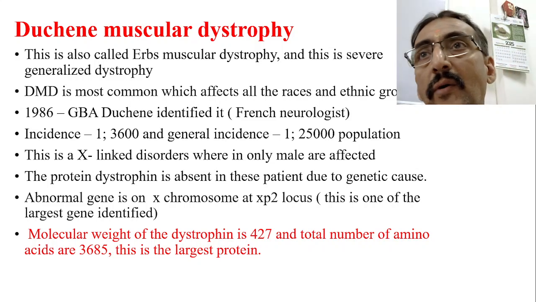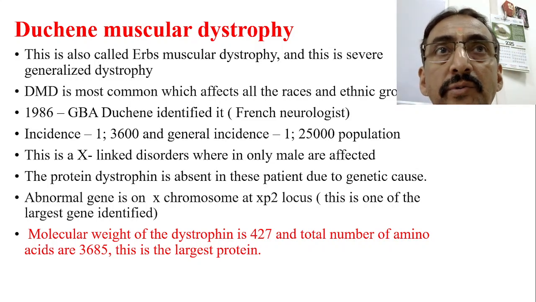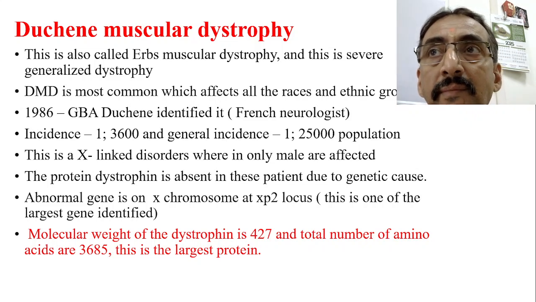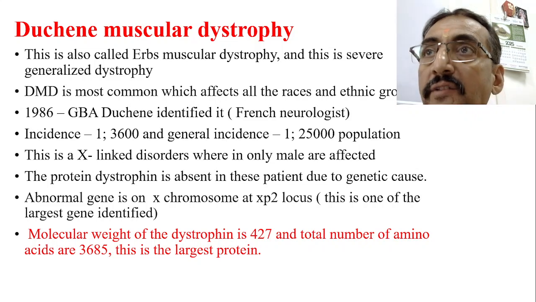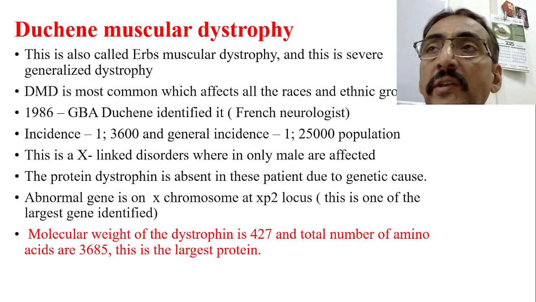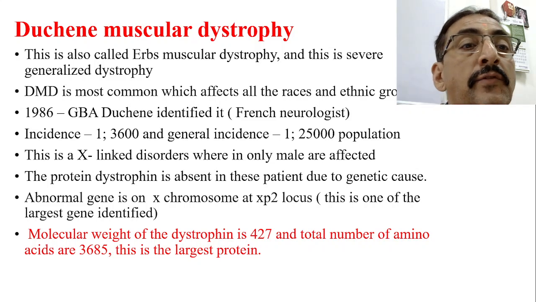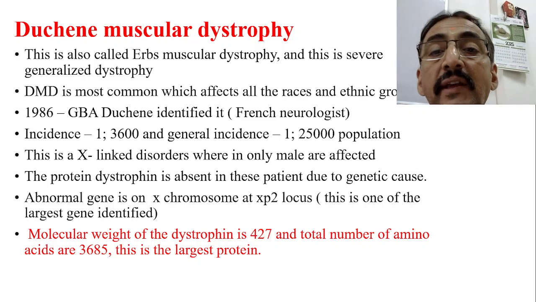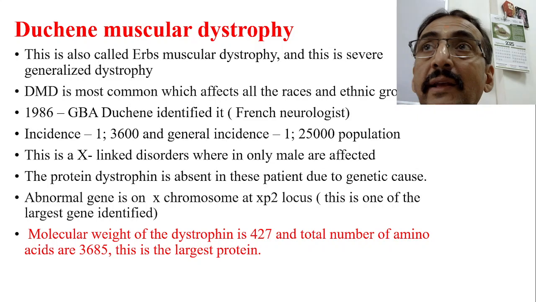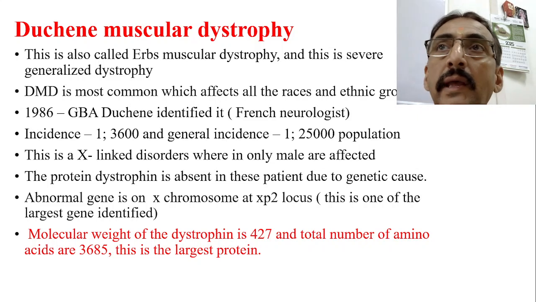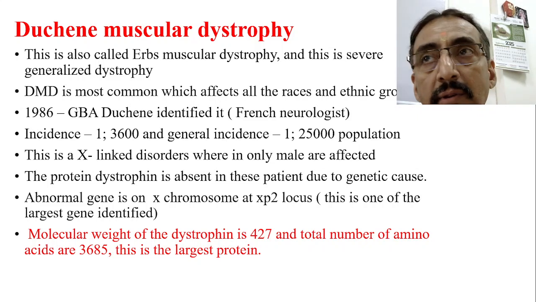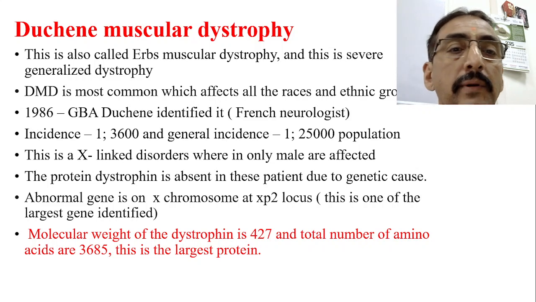When I say generalized, all the body muscles are involved, but we should know that in muscular dystrophy it is the proximal muscles. That means all the proximal muscles of the body will be involved one day or the other. DMD is the most common, which affects all races and all ethnic groups around the globe. It will not spare anybody around the globe, it will affect all people.